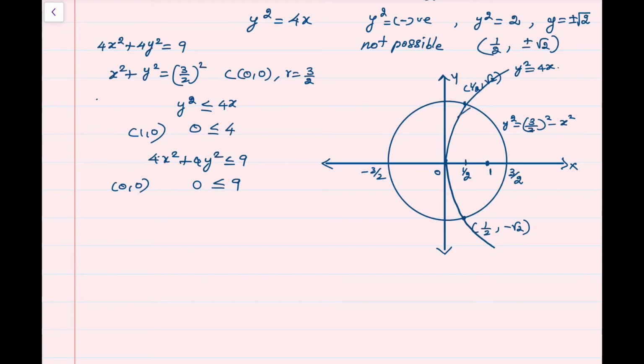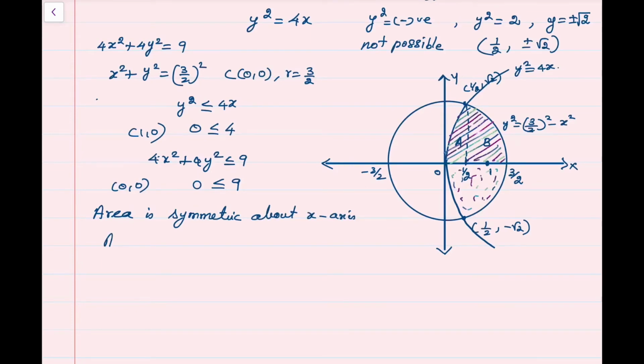Let us shade the region. We will draw the limit line. We will take this as area A, area B. The area to be calculated is symmetric about x-axis. Area is symmetric about x-axis. Therefore, area is 2 times A plus B.